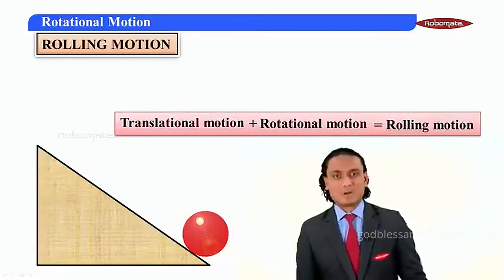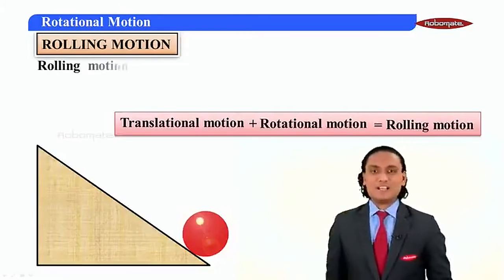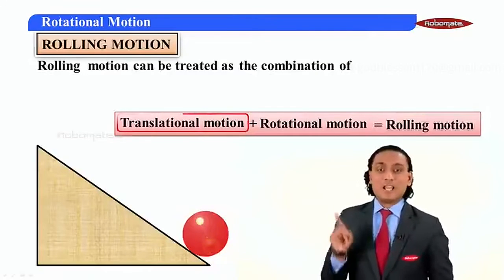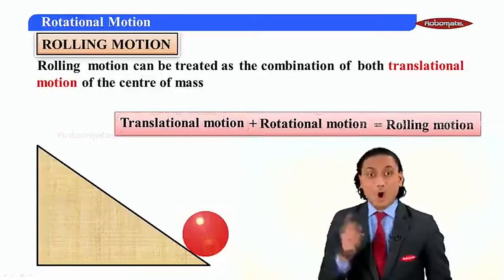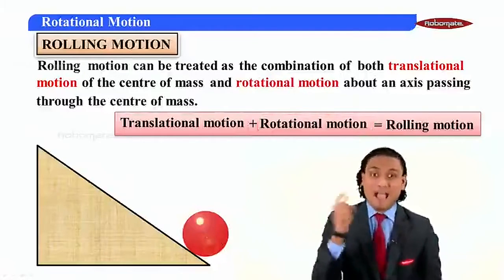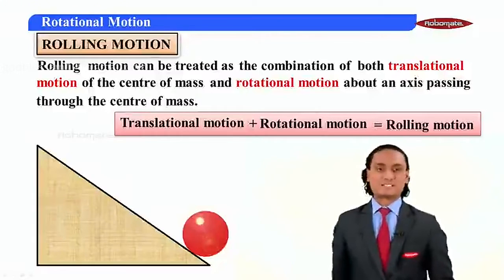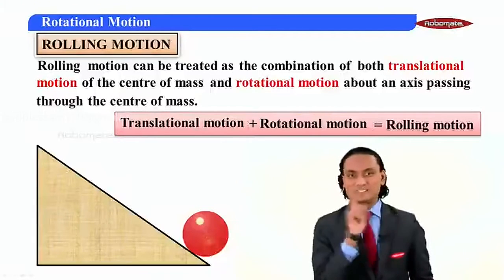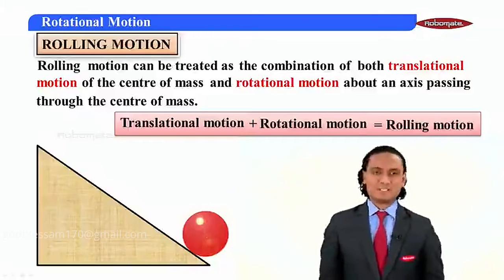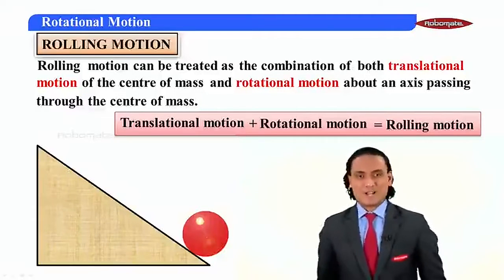Remember this. Rolling motion can be treated as a combination of two motions. What are those? The translational motion of the center of mass and rotational motion about an axis passing through the center of mass. So rolling motion is translational motion plus rotational motion. Very simple, students. Is that clear? Fine. Let us move on to the second part.